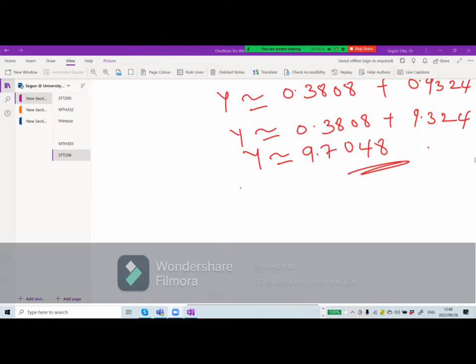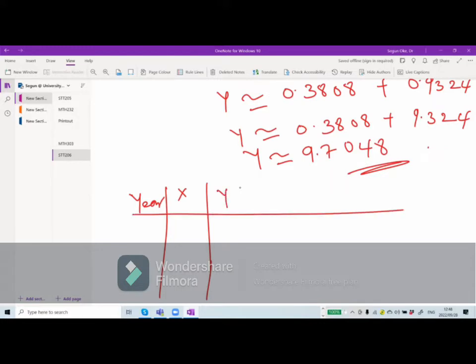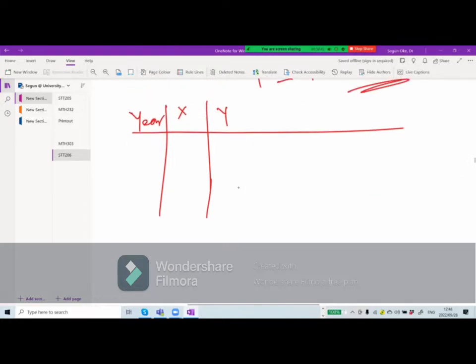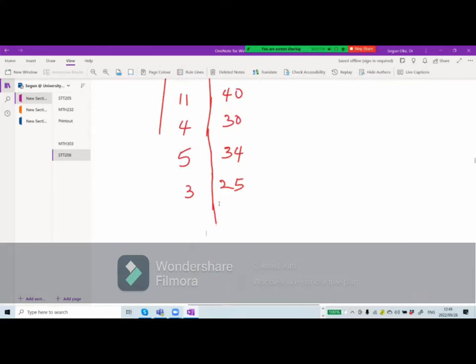So in this case now we have year, X and Y. In our X we have 5, with 31 for annual profit; we have 11, with 40 for annual profit; we have 4, with 30; we have 5, with 34; then we have 3, with 25; we have 2, with 20.